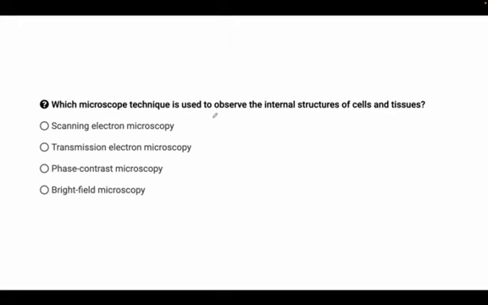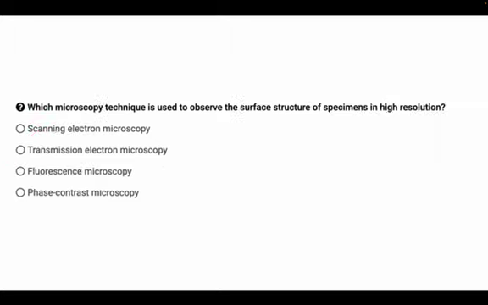Which microscope technique is used to observe the internal structure of cells and tissues? So we want to observe the internal structure, we will have to use transmission electron microscopy, because scanning electron microscopy is only going to observe the surface. Which microscopy technique is used to observe the surface structure in high resolution? This would be scanning electron microscopy.